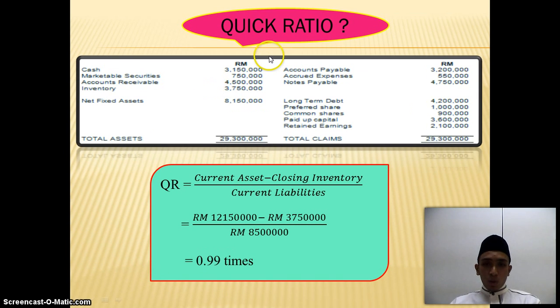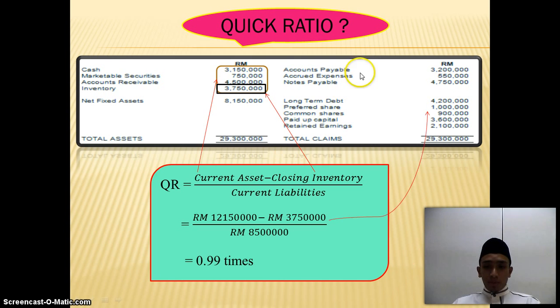Okay, next is the quick ratio. Do you know what the formula of the quick ratio is? The quick ratio is actually the same as the current ratio, but for the quick ratio you must minus inventory. So for the current assets, like I said before, you use cash, marketable securities, accounts receivable, but this one you must minus inventory. After you minus inventory, you must divide by current liabilities. So you will get 0.99 times.